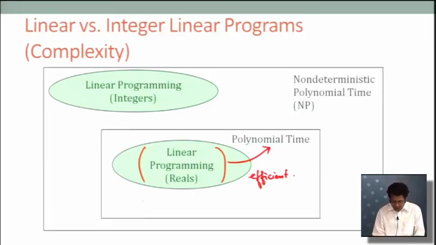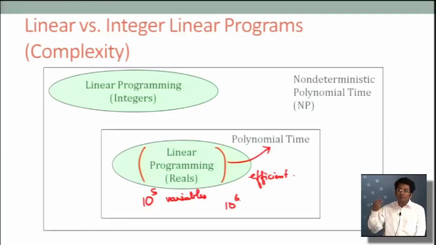And what this means is you can solve linear programs with as many as 10 to the 5 variables and a similar number of constraints. And if it's sparse, you can go even further to 10 to the 6 or 10 to the 7, which means you can solve linear programs with millions of variables under some assumptions. And it's possible to do so.